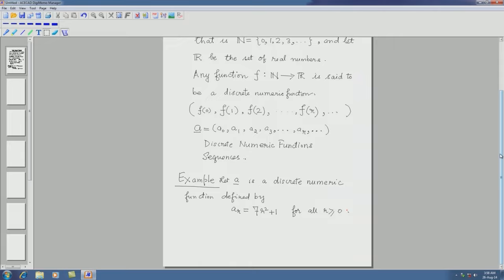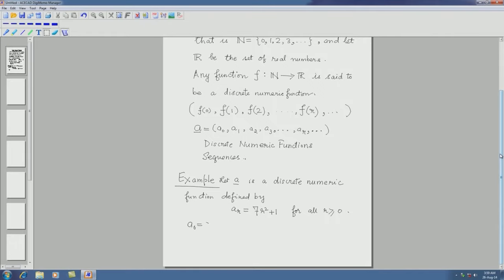Now, this is something that we will be doing typically over and over again in this lecture. We will say that suppose a is a discrete numeric function and it is defined by a r equal to, let us say, an expression in r, and then we will write for all r greater than or equal to 0. Well, we implicitly understand that a r is the rth element of a and r starts from 0. So, we have elements a0, a1, a2, a3 and so on, a r and so on, and r will keep on increasing over the set of natural numbers.